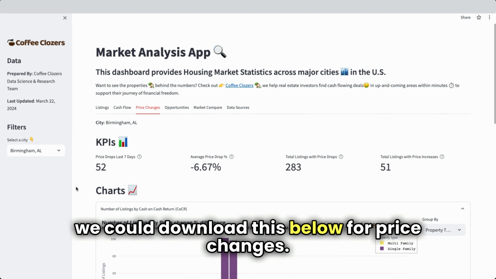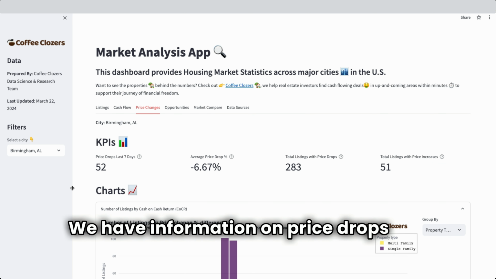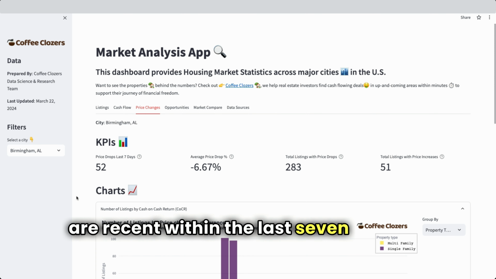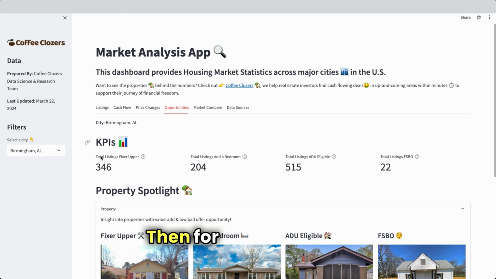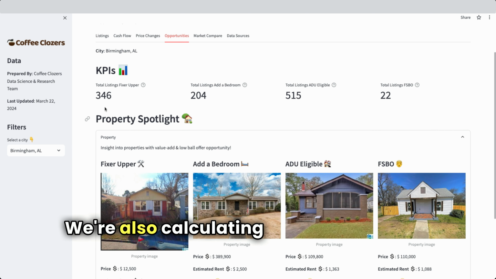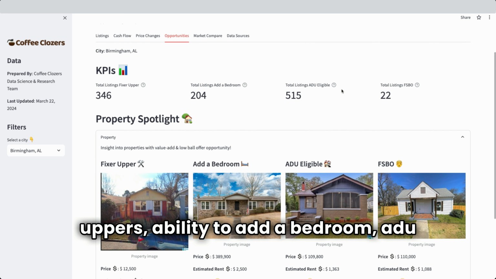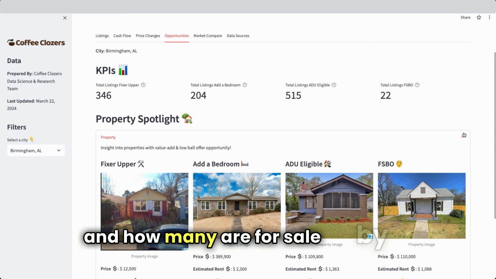For price changes, we have information on price drops and how many are recent within the last 7 days, as well as the average price drop for a particular city. Then for opportunities, we're also calculating how many listings are fixer-uppers, ability to add a bedroom, ADU eligible, and how many are for sale by owner.